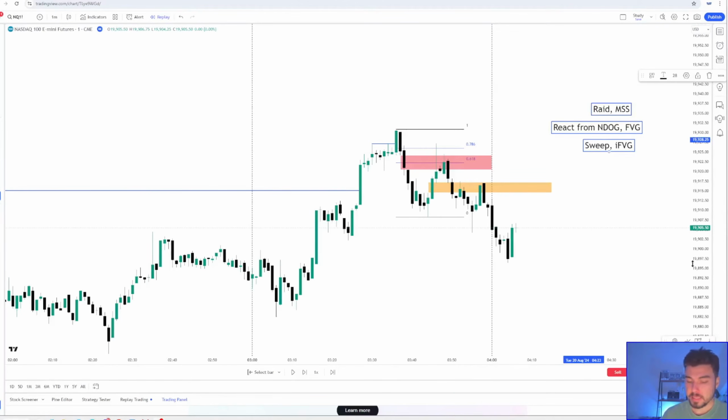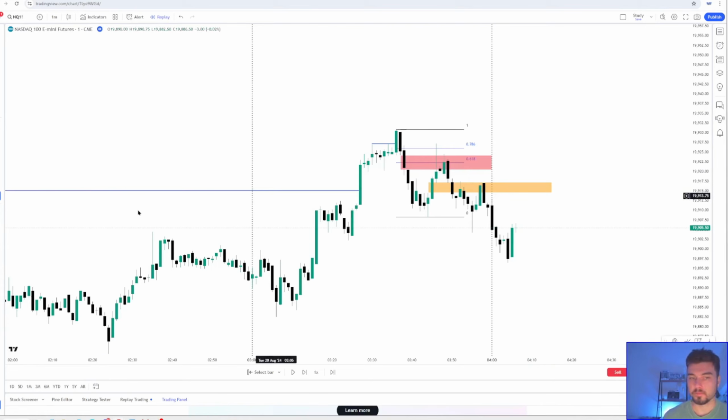Now, the first place that I personally look for any of these PD arrays to form, or any reaction to form, is very simple: after sweeping liquidity. So if I was going to make some notes here, the first place you're looking for these things to form is after sweeping liquidity. And you can see that here. We've swept liquidity, we're looking for things to form.